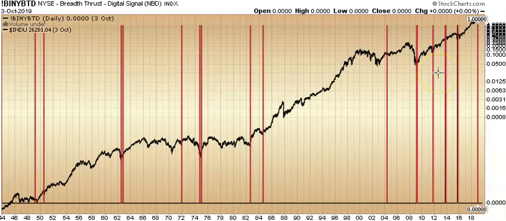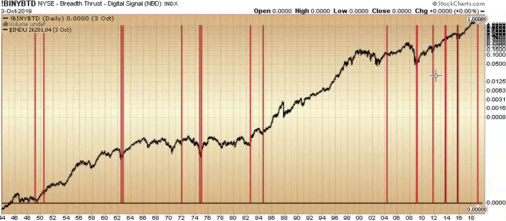It was developed by Marty Zweig, and it's calculated by dividing a 10-day exponential moving average of the number of advancing issues by the number of advancing plus declining issues. And the thrust occurs when, during a 10-day period, the indicator rises from below 40% to above 61.5%.